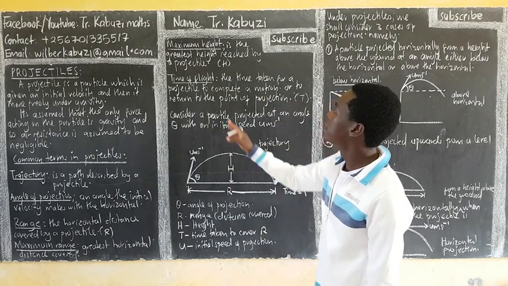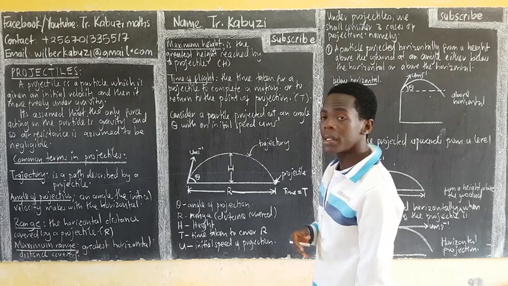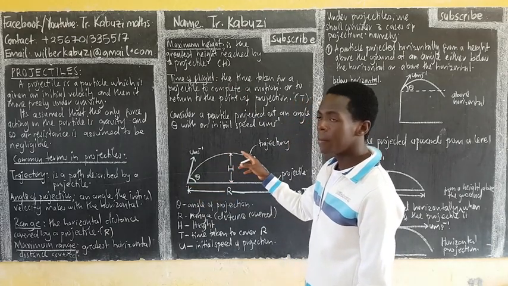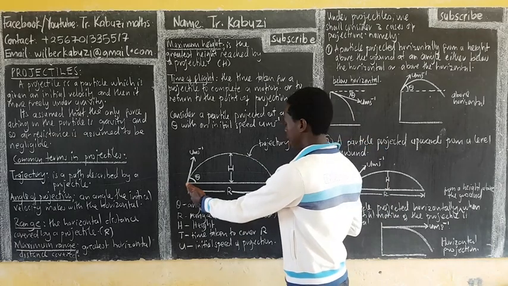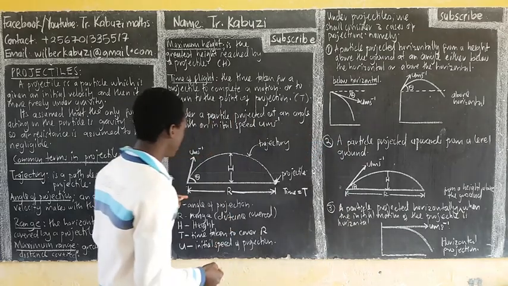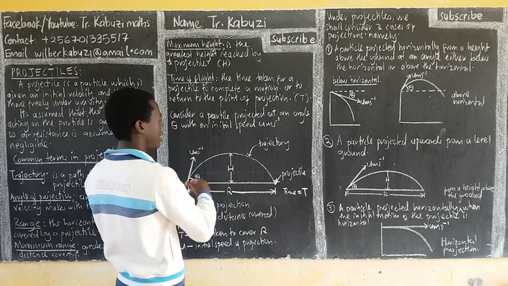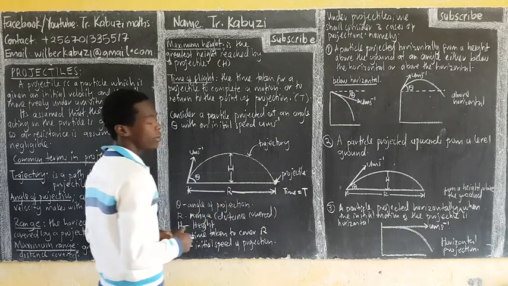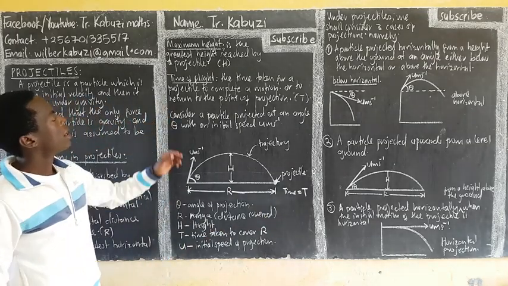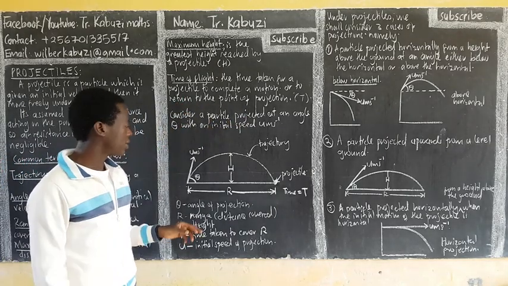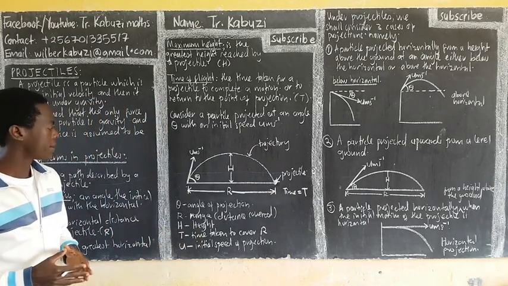And then the time of flight is the time taken for the projectile to complete a motion. What do you mean by completing a motion? It completes a motion when, after reaching the maximum height, it comes back to the level at which it started. The time it takes this projectile to come back to that same level is what we call the time of flight, or the time to return to the level of the point of projection.